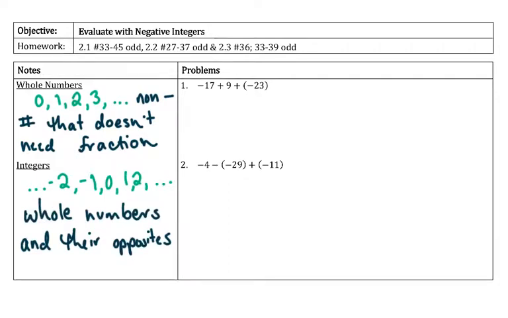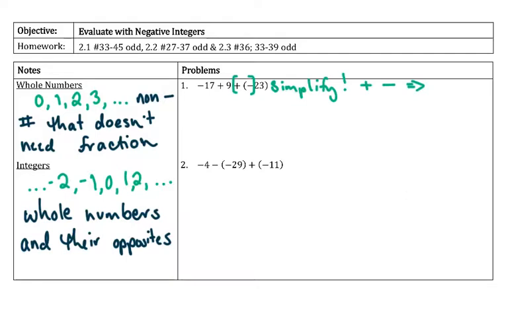Now, we're going to start by adding and subtracting with these. So one of these problems might be something like -17 plus 9 plus -23. Now, the first thing that I'm going to want you to do with these problems is whenever you have two signs next to each other, and by sign we mean just positive or negative, with just a parentheses or without anything in between them, we want to simplify that. So that's the first thing we're going to do.